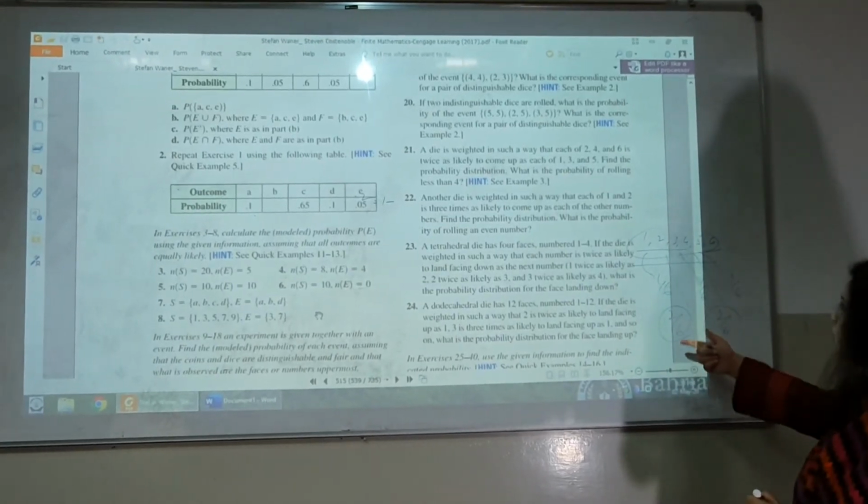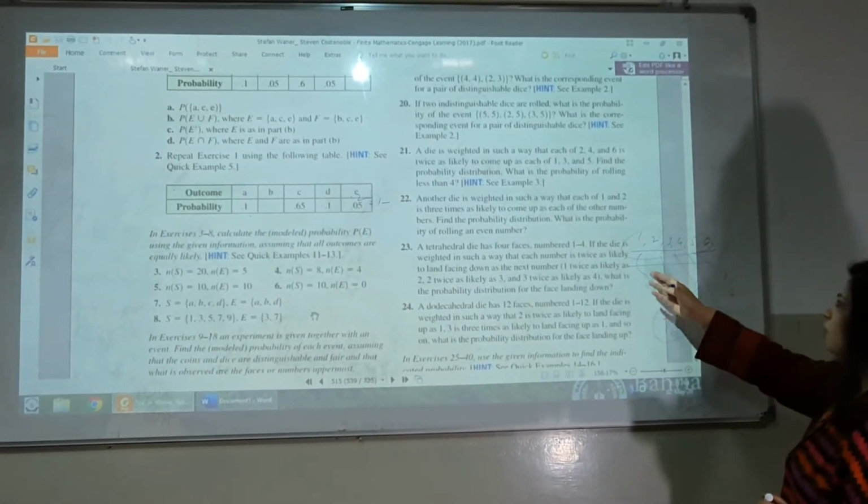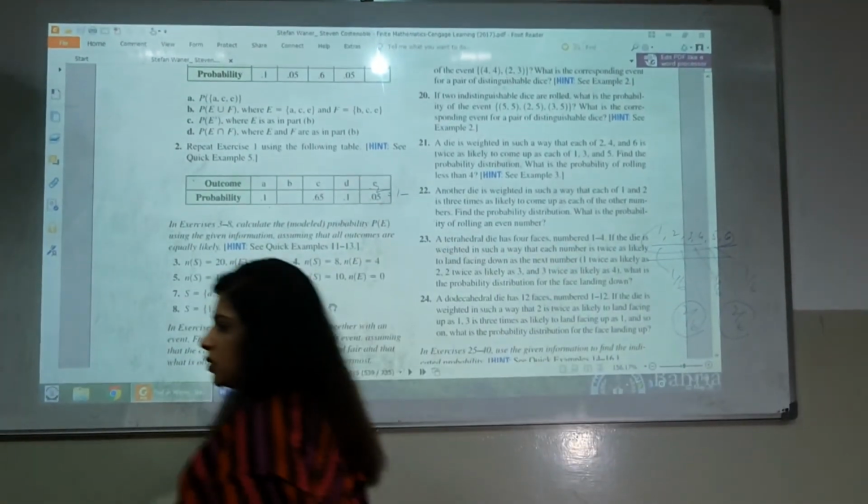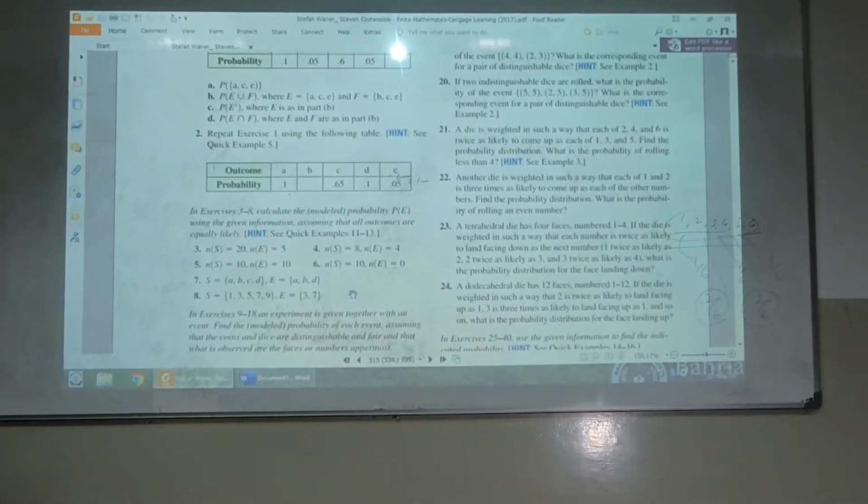So 2 by 6, what would be 2 by 6? So less than 4 would be 1 plus 2 plus 3 probability, okay? Now let's just move on to something different.